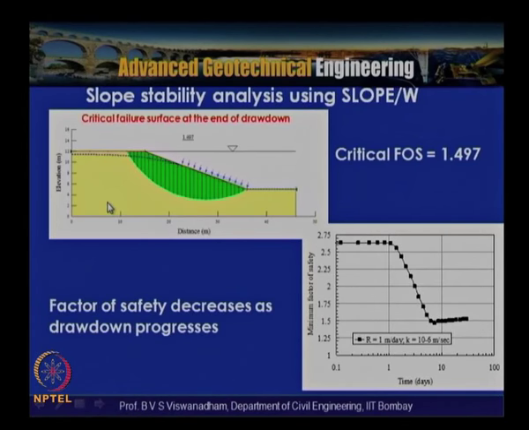So the stability analysis using SLOPE/W for that case gives a critical factor of safety equal to 1.4497, with permeability of 10 to the power of minus 6 meter per second and 1 meter per day as the drawdown rate. The drawdown rate is nothing but the depth of water depletion, the height of water per unit time. So the critical factor of safety obtained is about 1.497. Initially the factor of safety is high, but as the drawdown takes place, the factor of safety depletes and then remains constant and increases slowly. So for this condition, we have got a factor of safety of 1.497.